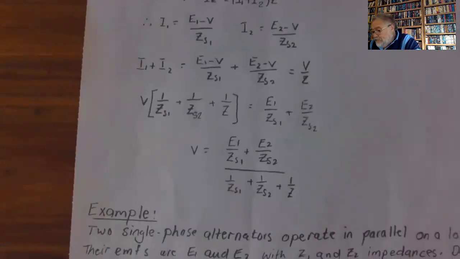And therefore, I1 plus I2 is equal to E1 minus V over ZS1 plus E2 minus V over ZS2, and that is all equal to V over Z. Then if we manipulate the formula, we get that V is E1 over ZS1 plus E2 over ZS2 divided by the sum of the inverse of ZS1, ZS2, and Z.